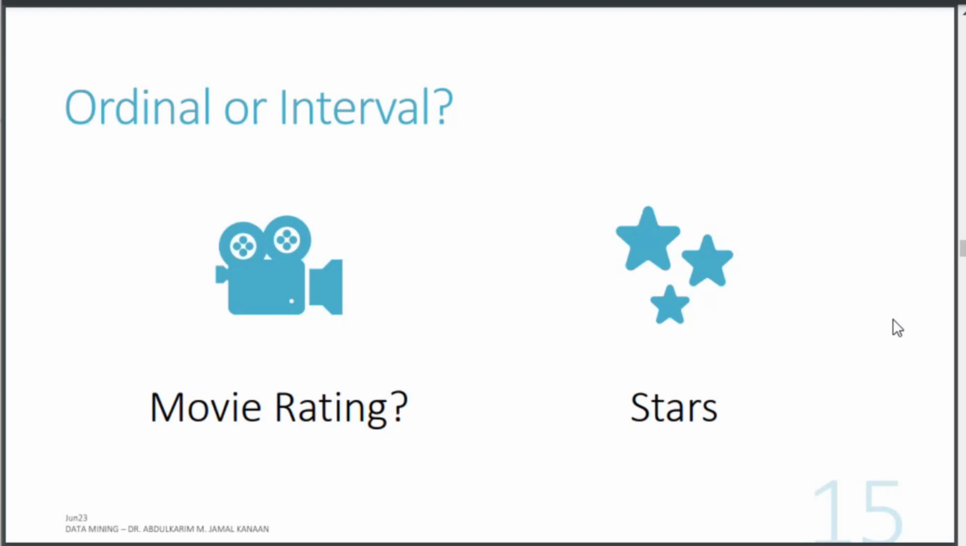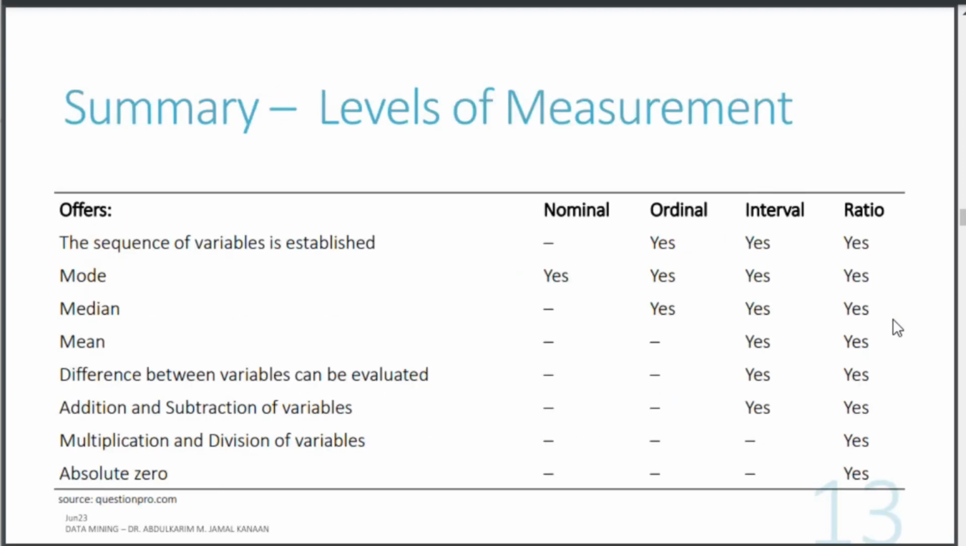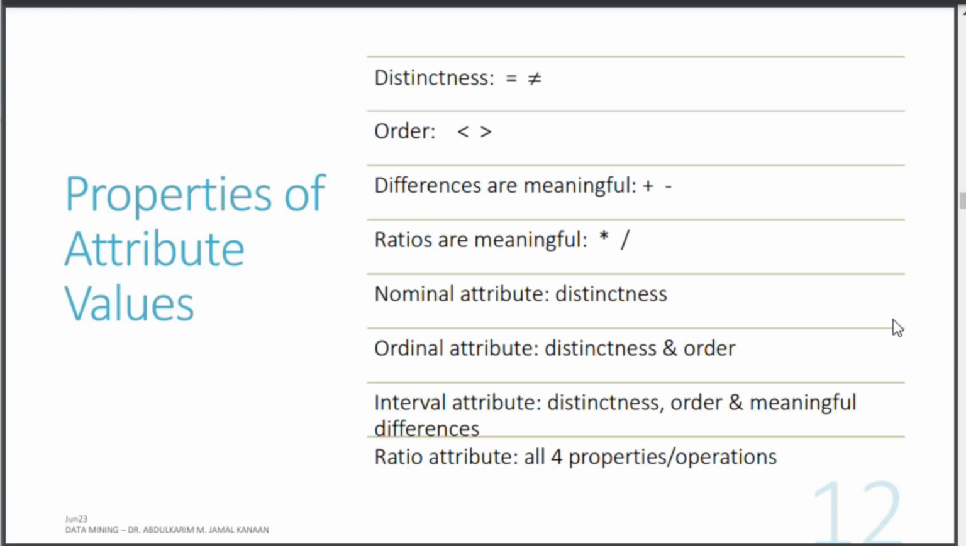Actually, the trick is to go back to this table. If it's interval, then you can apply plus and minus, right? You can add, you can subtract. Then ask yourself the next question. What does it mean if I add up 2 movies of 2 stars? If I do summation, I have 1 movie with 2 stars, another movie with, let's say, 3 stars. If I add them up, will I come up with a movie of 5 stars?